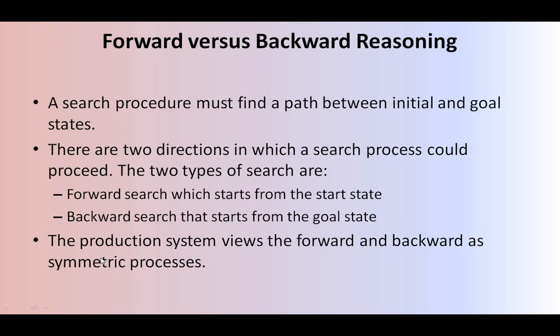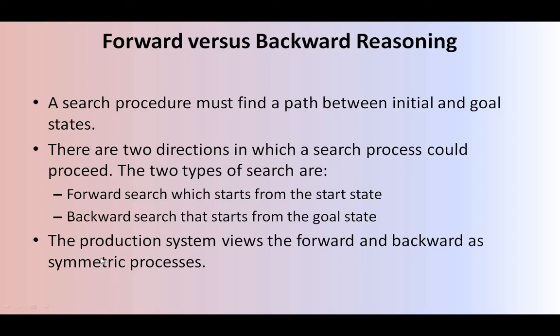The two directions that we are going to use: from initial to goal is called the forward direction, and from goal to initial is called the backward direction. Forward searching starts from the start state, whereas backward searching starts from the goal state. The initial state is the goal state in backward searching. Normally, the production system uses forward and backward as symmetric processes.